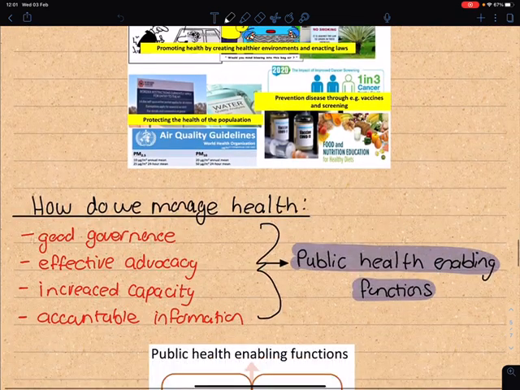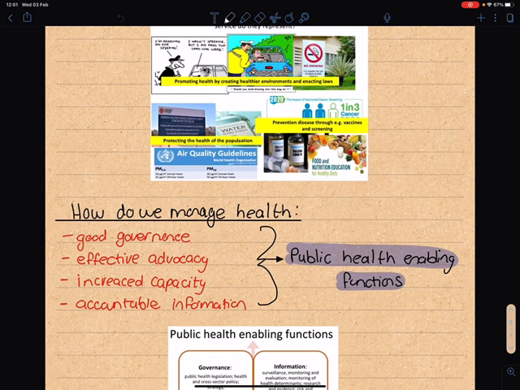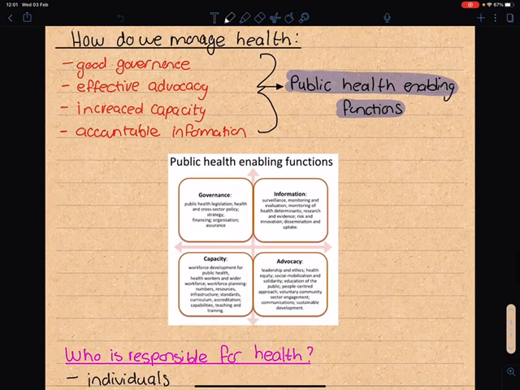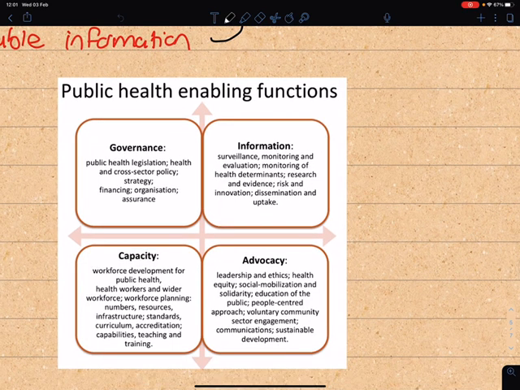So once again, how do we manage health? It's those 4 things again: governance, information, capacity, and advocacy. One also calls these public health enabling functions. Okay, so what do these 4 do? Governance is for public health legislation, health and cross-sector policy, finance, and things like that.